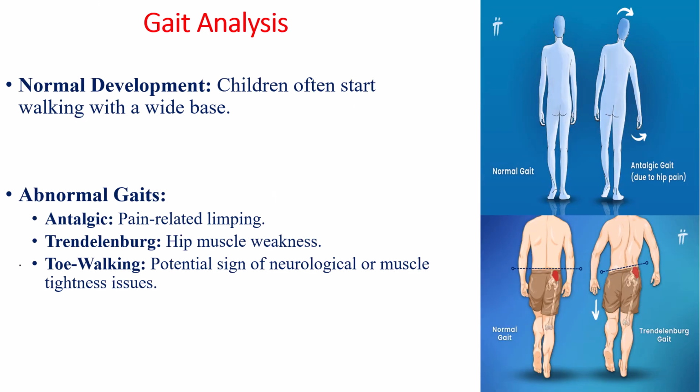Then assess gait analysis. Antalgic, Trendelenburg, and toe walking are distinct, common gait abnormalities indicating underlying musculoskeletal or neurological issues. Antalgic gait is a limp caused by pain, resulting in a shortened stance phase. Trendelenburg gait reflects hip abductor weakness, causing the pelvis to drop toward the non-weight-bearing side. Toe walking involves lack of heel contact, often associated with tight tendons, habitual behavior, or neurologic conditions.